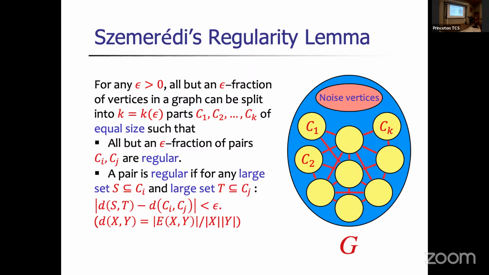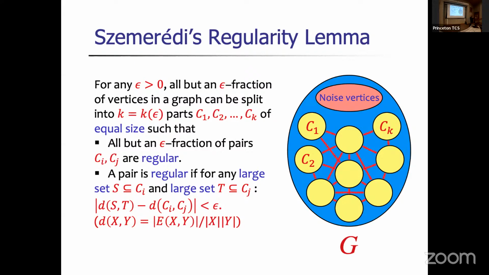It means that if I take any Ci, Cj which is regular, I take a set S of vertices from Ci, I take a set T of vertices from Cj, and assume for now S and T are both large, they are at least epsilon fraction of vertices in Ci and Cj. Then the density of the edges between these two sets would be very similar to the density of the edges between Ci and Cj.